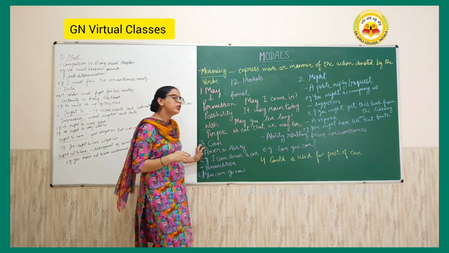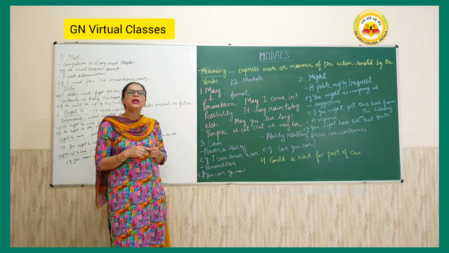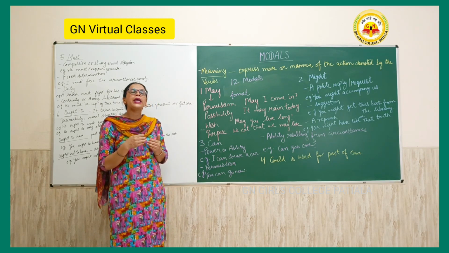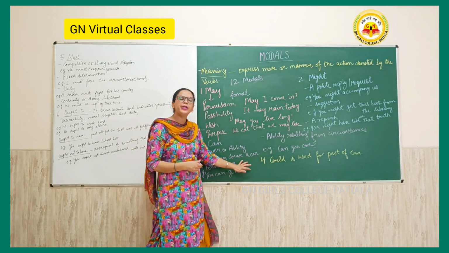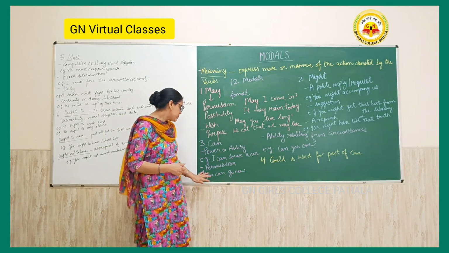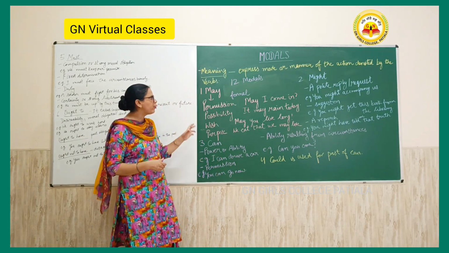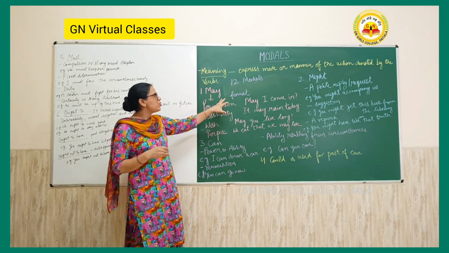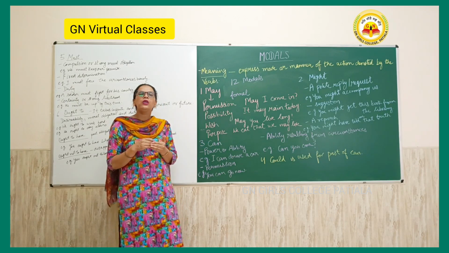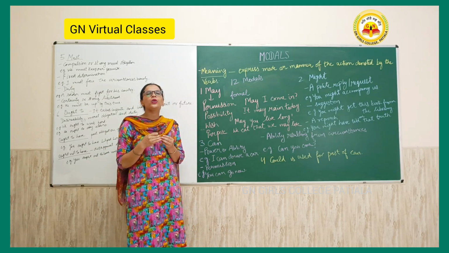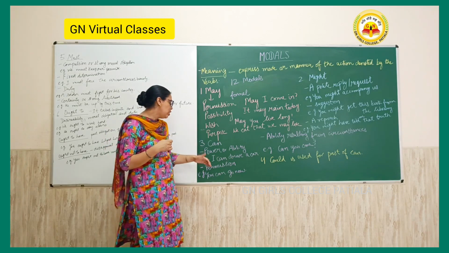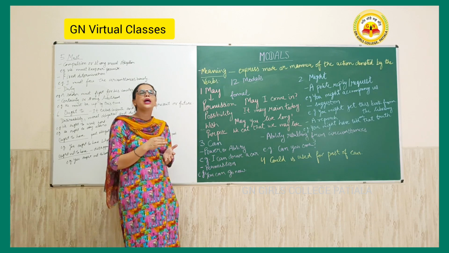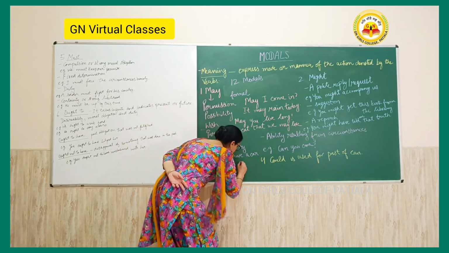Then I move to the third one, which is can. Can is used for power or ability. For example, I can drive a car. I have the ability to drive a car. Second one is permission. There is a difference between permission with may and permission with can. Permission with may is the formal permission, you are asking your higher authority for that permission, but this permission is granted by the higher authority and sometimes it is in an informal way.